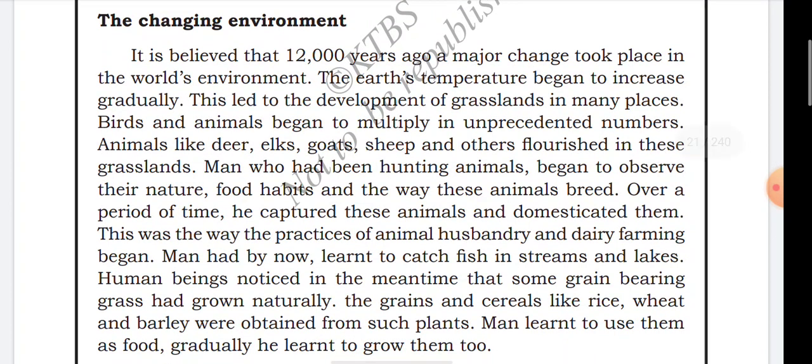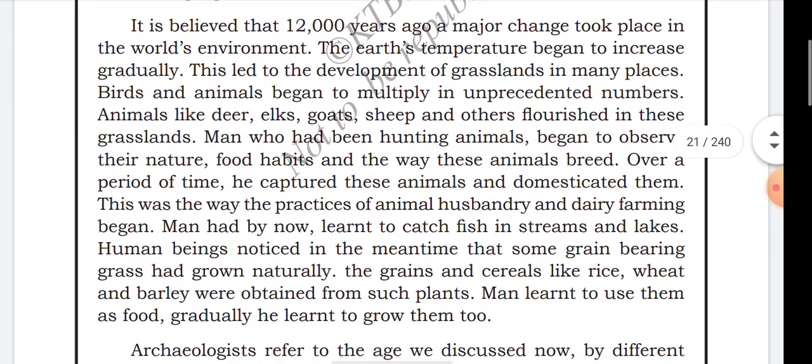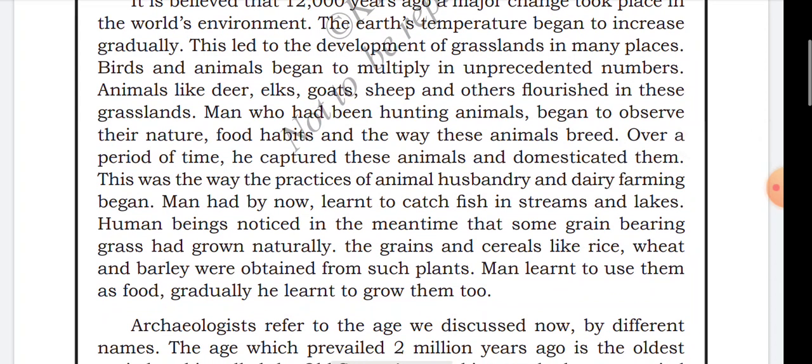And this led to the development of grasslands. So, due to the increase in the temperature of the earth, grasslands developed in many places, and birds and animals began to multiply in unprecedented numbers. Animals like deer, elks, goats, sheep, and others flourished in these grasslands. So these animals prospered in these grasslands.